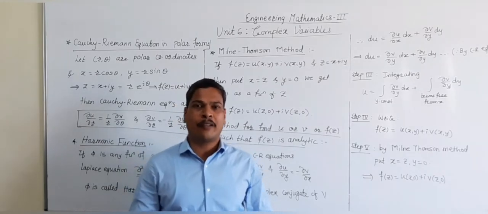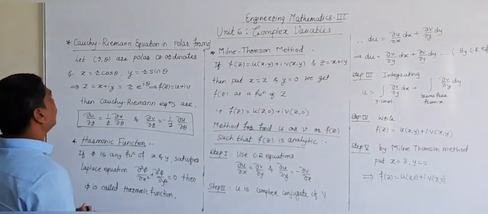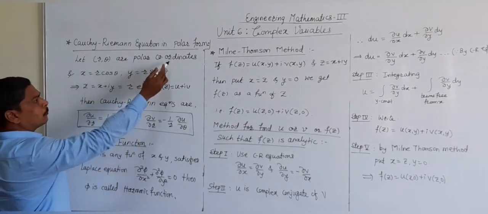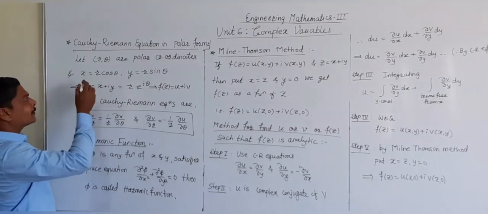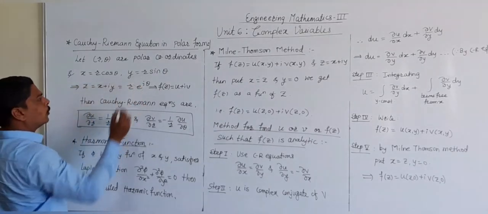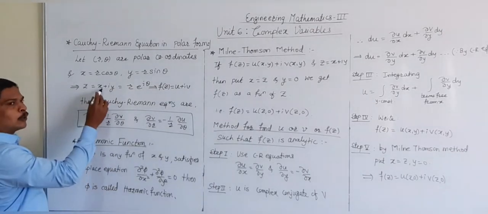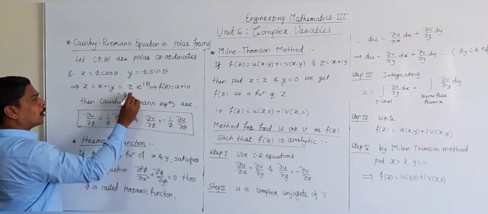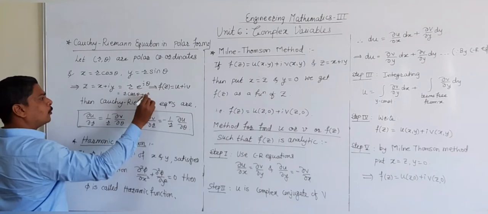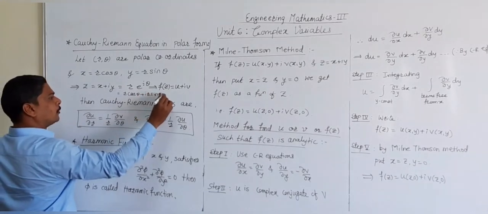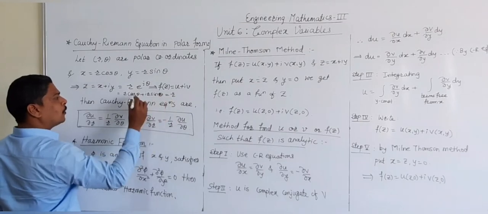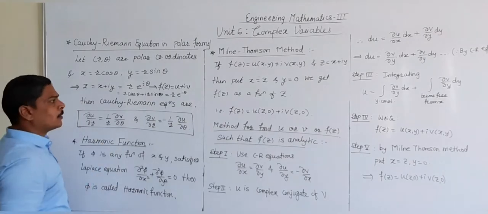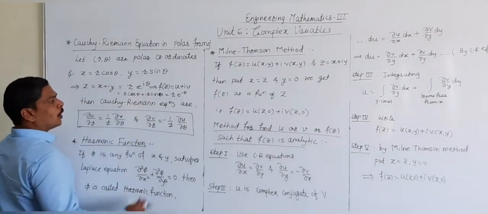We have seen the Cauchy-Riemann equation for Cartesian coordinates x and y. Now this is the Cauchy-Riemann equation in polar form. Let r and theta be the polar coordinates of the Cartesian coordinates x and y, so x is equal to r cos theta, y is equal to r sin theta. Then z equal to x plus iy becomes r e raised to i theta, because this becomes r cos theta plus i r sin theta. Take r common, and what remains is cos theta plus i sin theta, which becomes e raised to i theta.